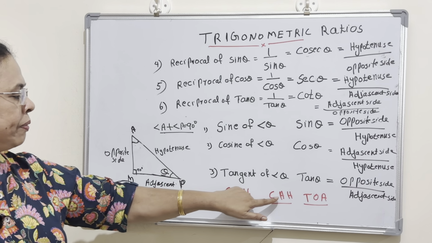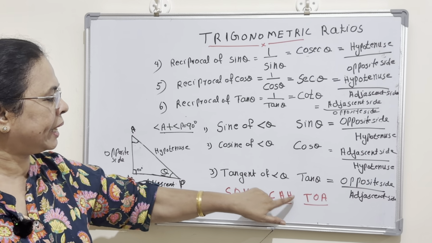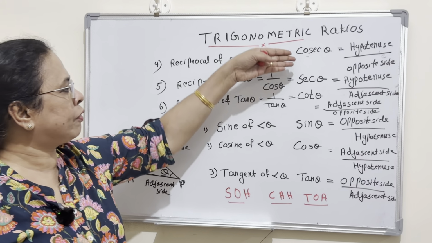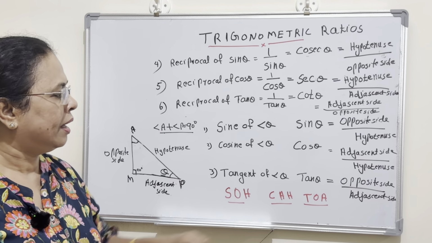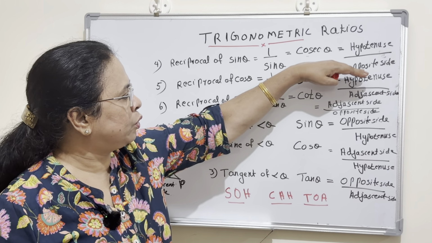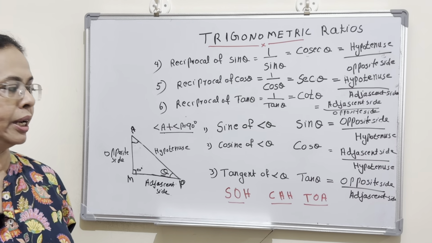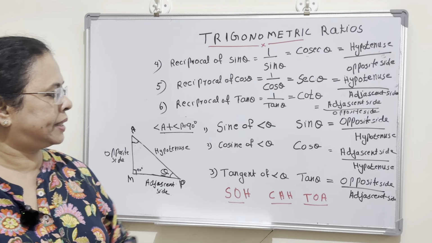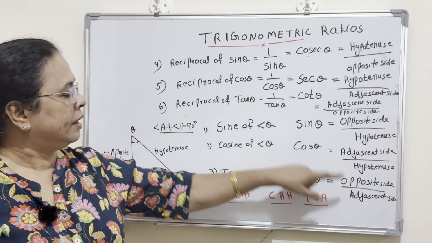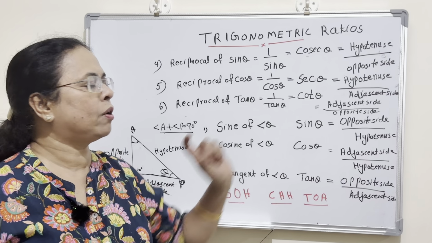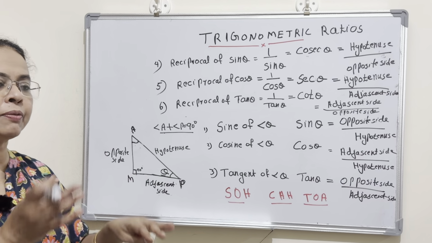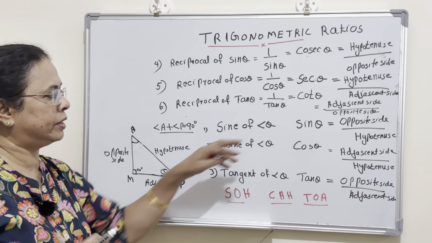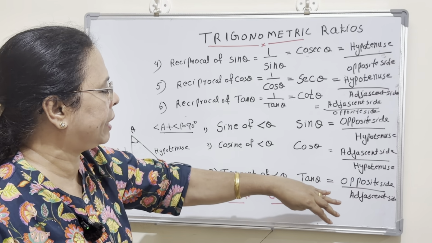Then cosine of angle theta, cos theta, means adjacent by hypotenuse. So, the reciprocal of cos theta we call sec theta. Hypotenuse will come to the numerator, adjacent side will come to the denominator. Again, tangent of angle theta means opposite by adjacent. So, what is cot theta? Just the reciprocal, adjacent side by opposite side. Reciprocal means we are switching numerator and denominator: opposite is going up, adjacent is coming down.